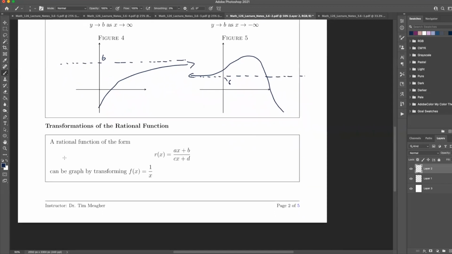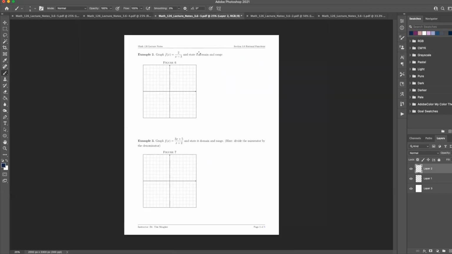So let's pretend we have a rational function of this form. This can be graphed by transforming 1 over x. Okay? And I will show you how to do that. So let's do that.